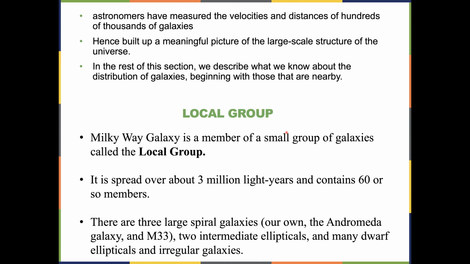And there are 3 large spiral galaxies in our own local group, that is our own galaxy, the Andromeda galaxy, and a galaxy called M33. So these are the 3 large spiral galaxies that we have in our local group. And we have around 2 intermediate elliptical galaxies, which means they are not as small as dwarf galaxies, but not as large as these 3 spiral galaxies. So basically you have 3 large spirals, 2 intermediate ellipticals, and many dwarf elliptical and irregular galaxies in our local group, right?